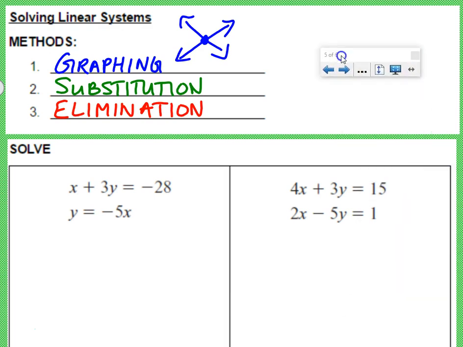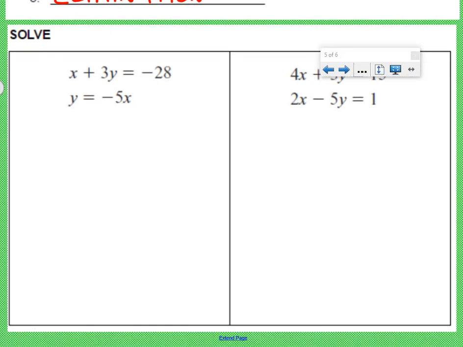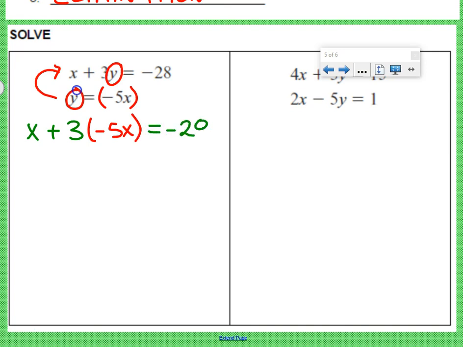All right. For substitution, if we look at our first example, it fits very nicely for substitution because we have our second equation as y equals something. So y equals -5x, which means whenever I see a y, I can replace it with -5x. So here in my first equation, I see y, so I can make that substitution. So we have x plus 3. Everything stays the same except for that y, which we're changing to -5x. Continue the equation, equals -28. So in red, you can see where I made the substitution.